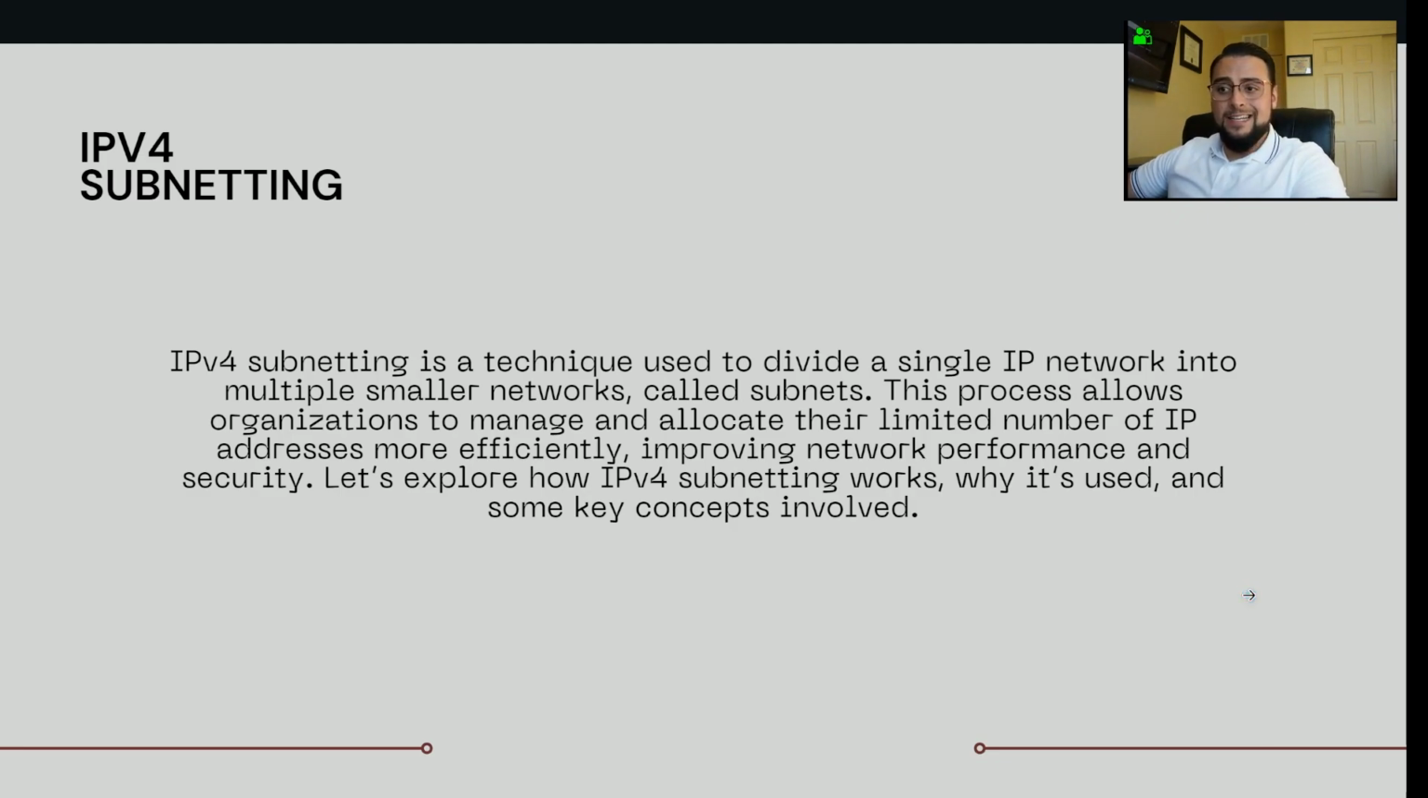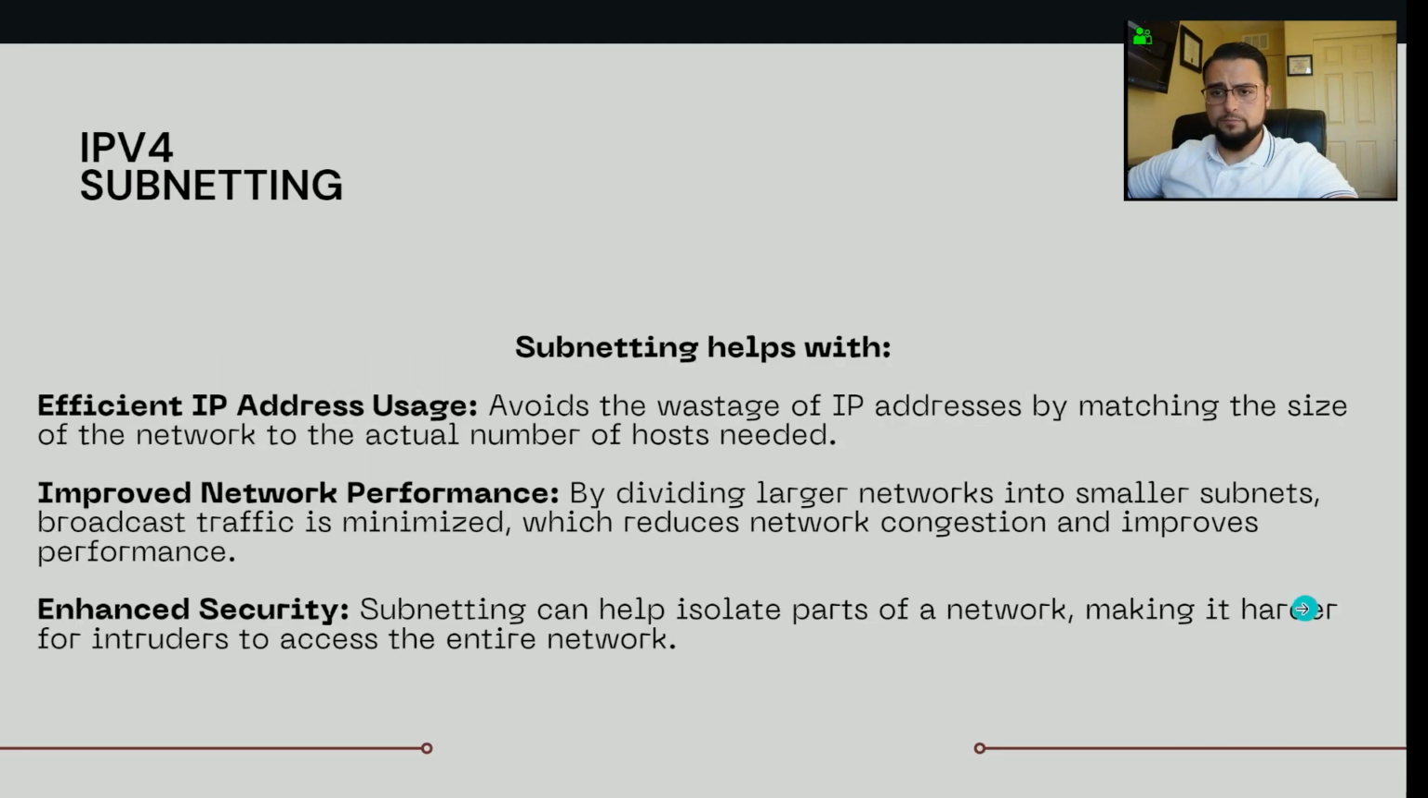Next, we're going to move into some IPv4 subnetting. IPv4 subnetting is a technique used to divide a single IP network into multiple smaller networks called subnets. This process allows organizations to manage and allocate their limited number of IP addresses more effectively, improving network performance and security. So let's explore how IPv4 subnetting works, why it's used, and some key concepts involved.